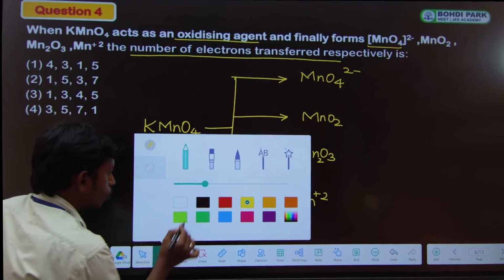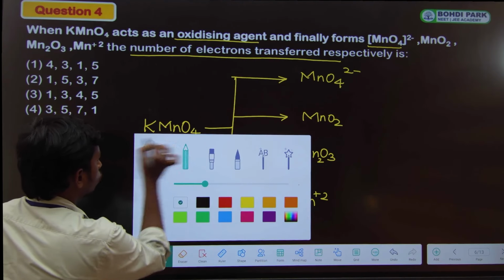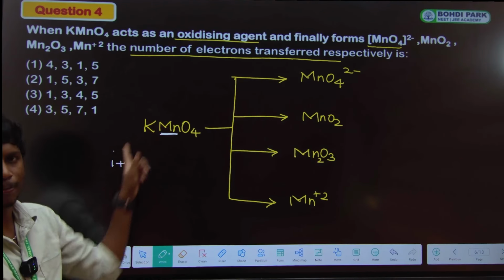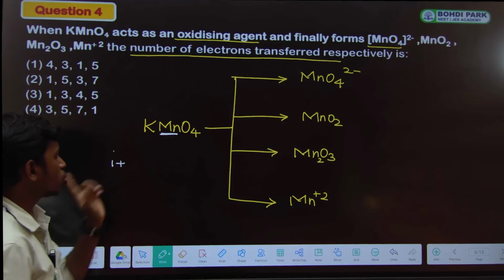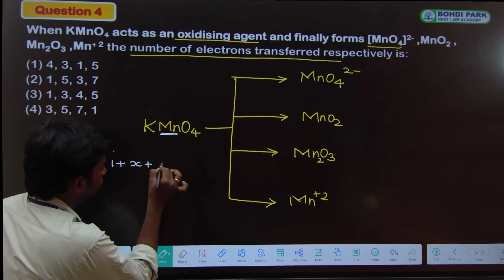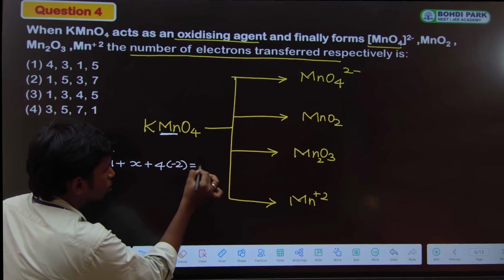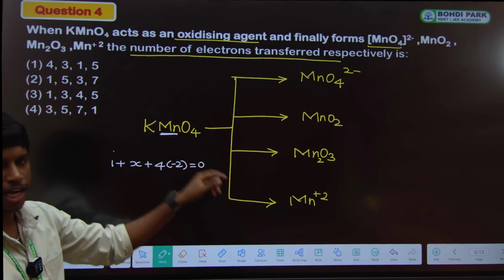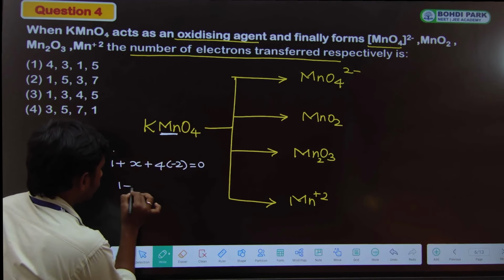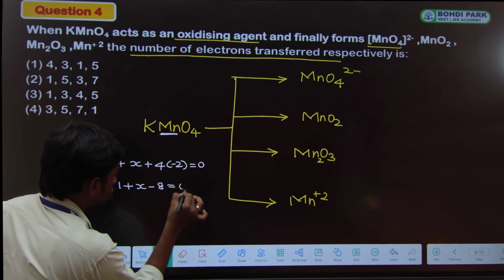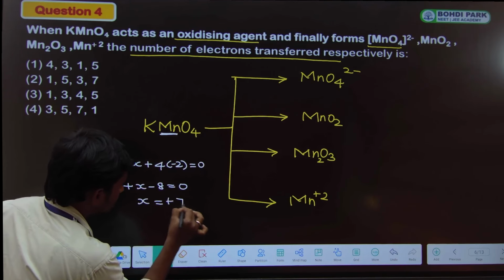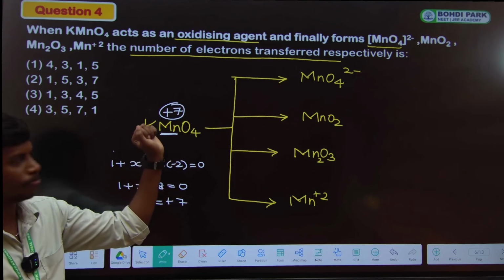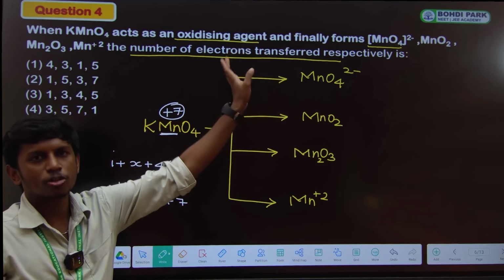So we already know the oxidation state of manganese in KMnO4. So 1 plus, for an alkali element it is always +1. Potassium is an alkali element, so it is always +1, plus x plus 4 into -2 is equal to 0. This is the formula for finding the oxidation state in KMnO4, because the charge is 0. Then 1 plus x minus 8 is equal to 0. Then x is equal to +7. How much is the oxidation state of manganese here? It is +7. Initially it is +7. Now let's see how much manganese has changed from +7.